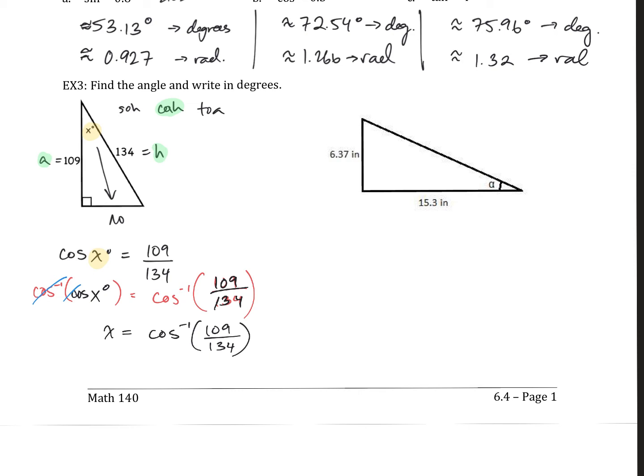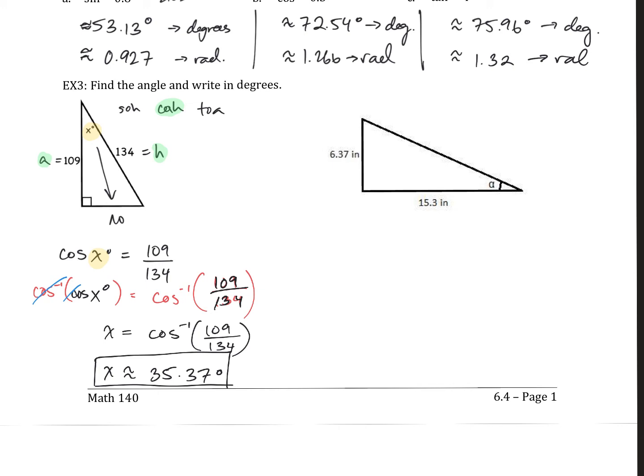Plugging that into the calculator, because we could not find that in the unit circle. In the calculator, x is going to be approximately 35.37 degrees. Okay. So we found the angle in degrees.